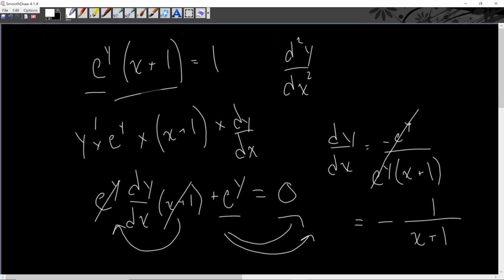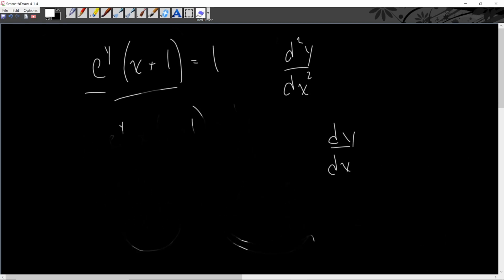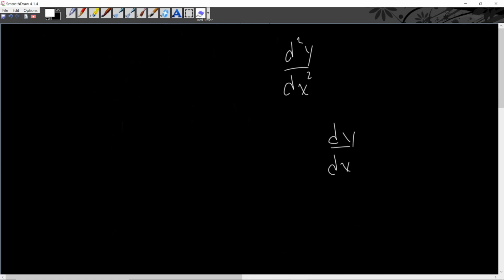There is a way to explicitly define that as a function of x, but why would you do that when you can implicitly differentiate it and make it maybe slightly more complicated than it needed to be? But from here, we're just going to find the second derivative of negative 1 over x plus 1. This one, there's no implicit differentiation to be found because there's no y's.